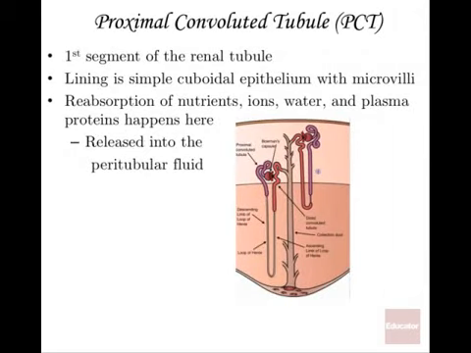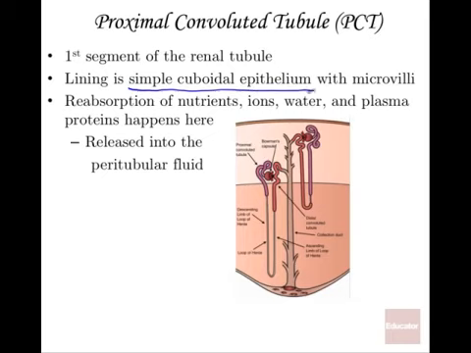The proximal convoluted tubule. So right after we leave the glomerulus, a mixture of water, solutes, and maybe some of those slightly larger organic compounds are coming through here. Here we're now in the proximal convoluted tubule, or PCT. It is the first segment of this renal tubular system, and it's lined with simple cuboidal epithelium.